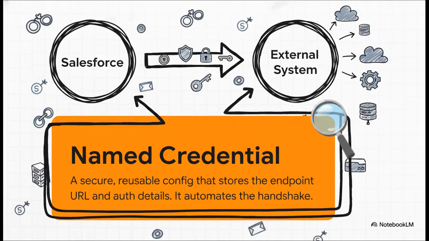Okay, but what about the other way around? What happens when Salesforce needs to call out to an external system? That's where the magic of the named credential comes into play. Instead of hard-coding usernames, passwords, and URLs into your Apex code, which is a huge no-no, you store all of that sensitive information in this one secure, reusable object. It is without a doubt the best practice for any outbound callout.